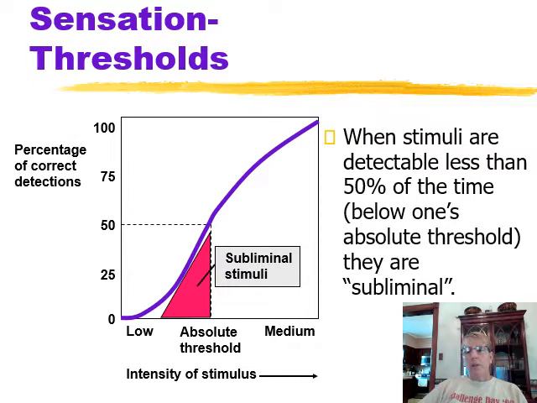All right, sensation thresholds. Think of your absolute threshold as where you can detect a stimulus 50% of the time. Anything below that, you may detect some of the time and other times not. That's considered what? Subliminal.